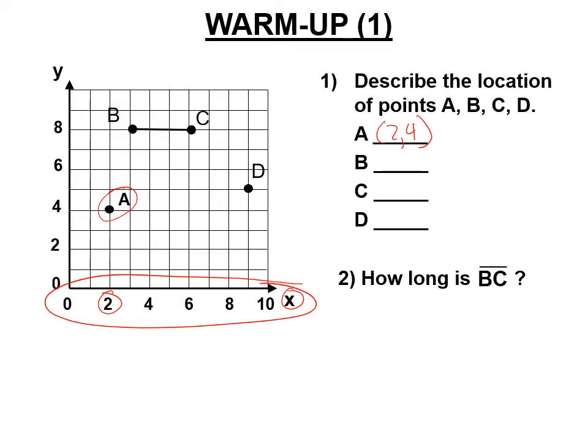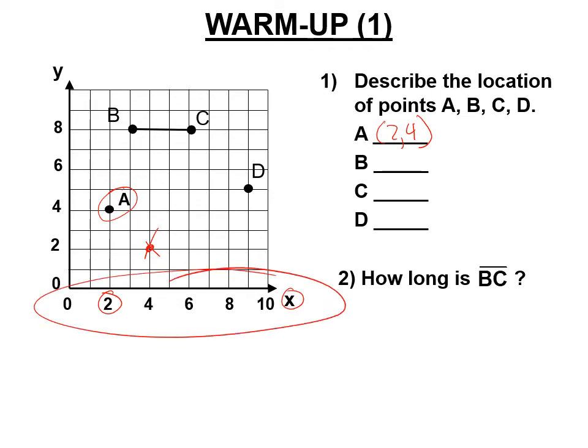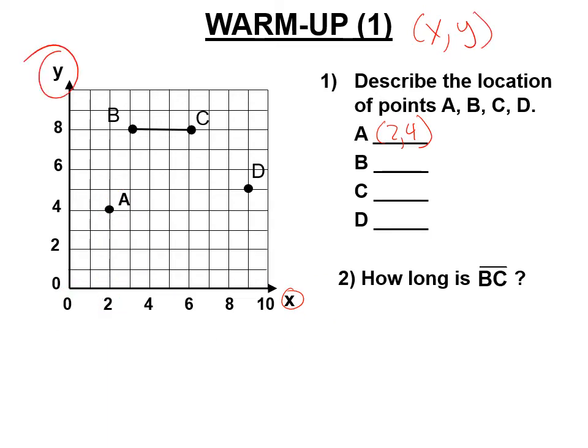Now, the number that goes with X always goes first. If you say (4, 2), 4, 2 is over here. We have to say the 2 first. You always get your first number from X, your second number from Y. That's how this works. So A is at (2, 4). For B, come down here and get (3, 8). B is at (3, 8).